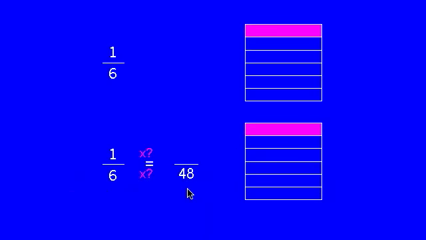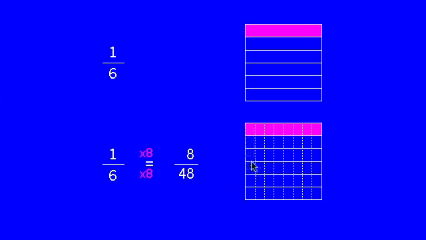Okay, and sometimes you may want to convert pieces to a certain size. So here we have 1 piece out of 6. If we want to convert the whole to 48 pieces, to go from 6 to 48, we have to find the multiple, which is 8. So if each piece becomes 8, then the colored one is also multiplied by 8.